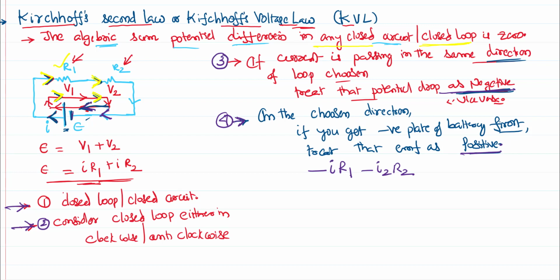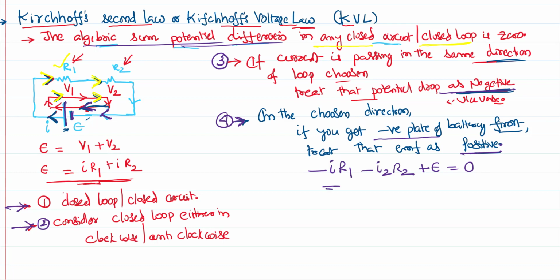Then you are first facing the negative plate of the battery and then the positive plate of the battery. So if you get the negative plate of the battery first, treat that EMF as positive, plus E, equal to 0. This is what you mean by the algebraic sum of potential differences in a closed circuit being equal to 0.